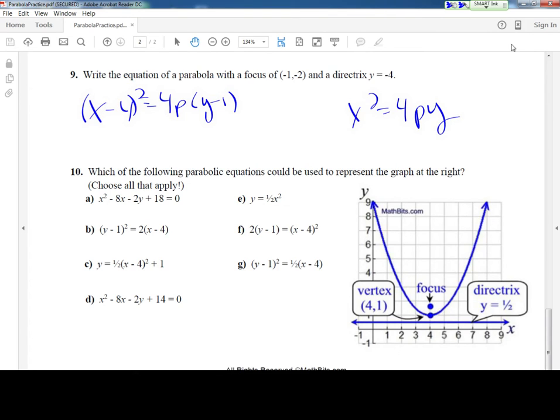Now, the directrix is half a unit away. So that's a half below, so that's a half above. So p is 1/2. What's half of 4? 2. So to make our equation, this simply becomes 2.